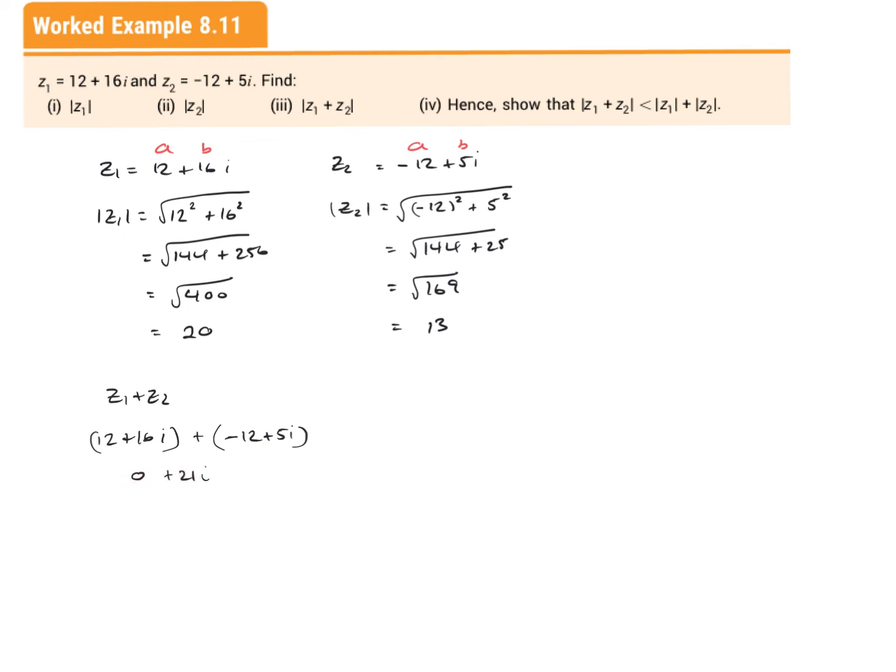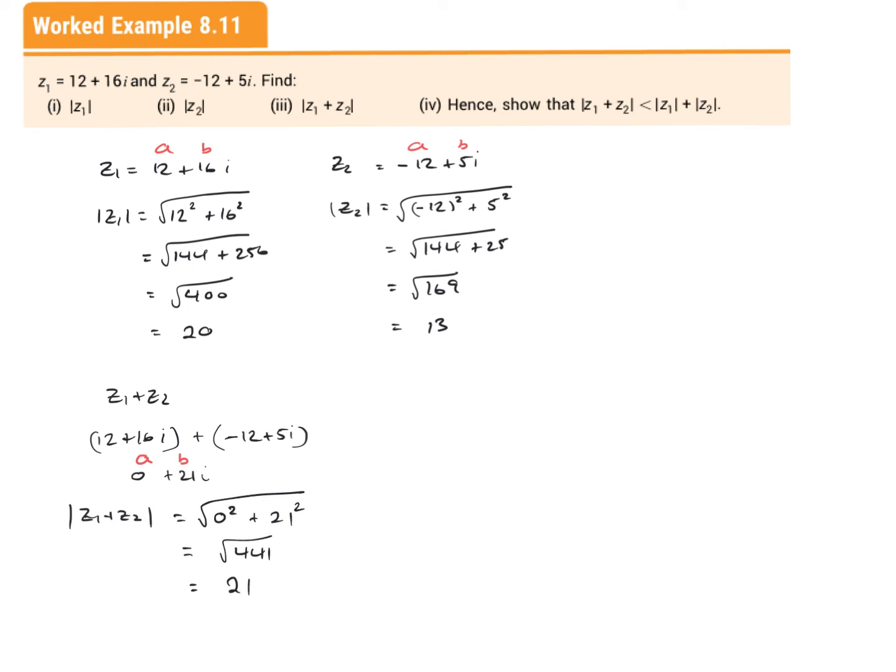Okay, let's work out the modulus of z1 plus z2. We know that z1 plus z2 is equal to this. So label them a and b again. So this is my a, this is my b. And we know that the modulus is equal to a squared, which is 0 squared, plus b squared, which is 21 squared, all square rooted. Work them out. Well, 0 squared is obviously just 0. 21 squared is equal to 441. So what we end up with is the square root of 441. And if we take the square root of 441, you'll find that the answer is 21.